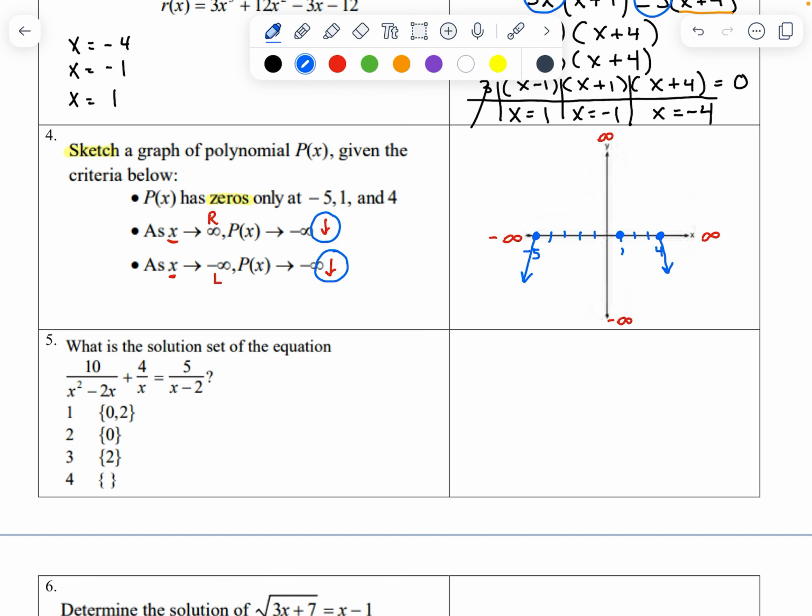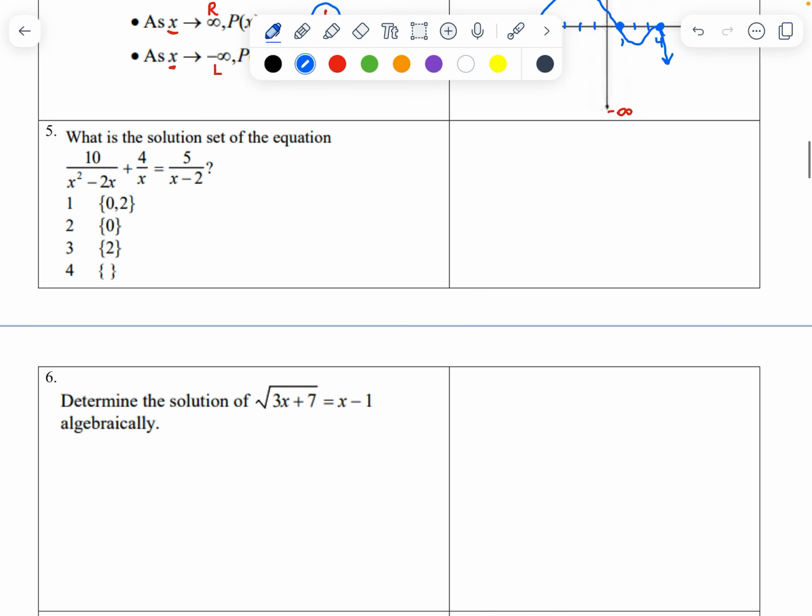So how are we going to make that happen? Well, let's see. If I go through here, okay, now I'm going to have a bounce. That's the only way that's going to make the beginning and the end go down. Okay? All right. The next question.